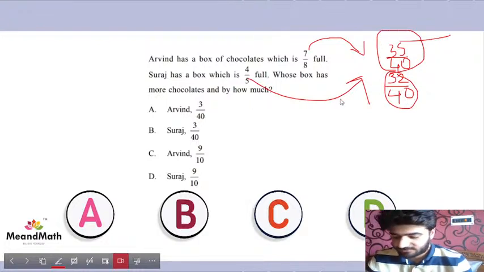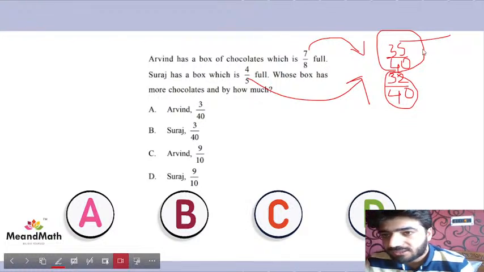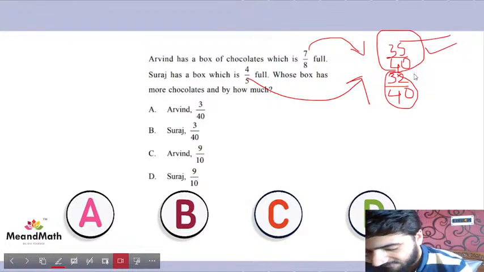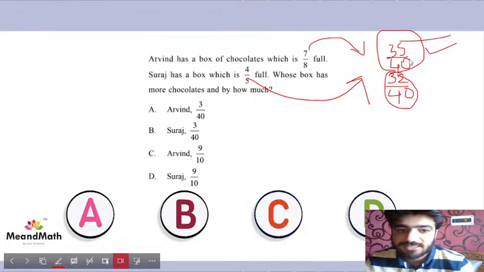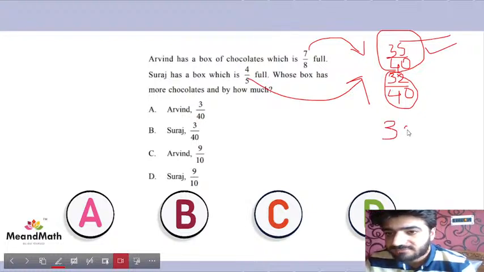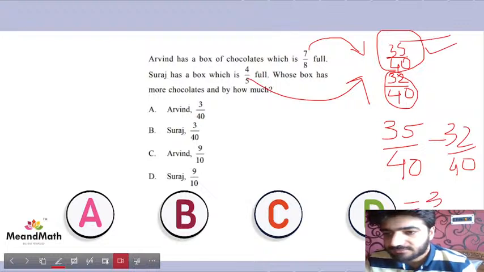Whose box of chocolates will be more? It will be 35 by 40. So 35 is greater than 32 and the denominator is the same. These are like fractions. Now 35 by 40 is greater. So Arvind has more chocolates. But it's asking by how much. By how much is it more? Since this is 35 by 40 and this is 32 by 40, I subtract 35 by 40 minus 32 by 40, and it comes out to be 3 by 40, isn't it?